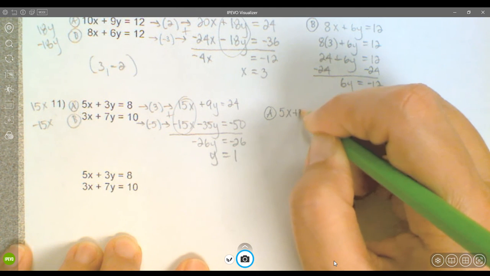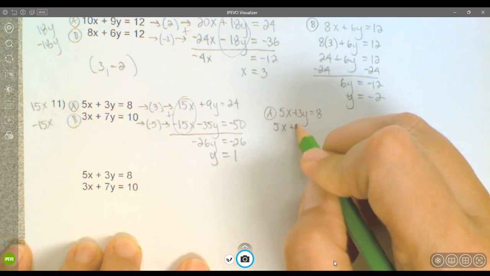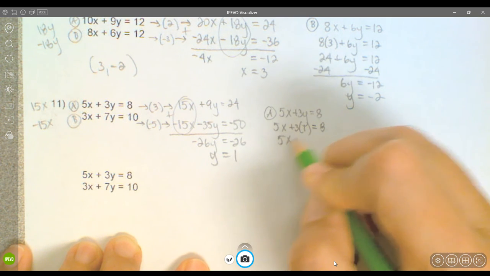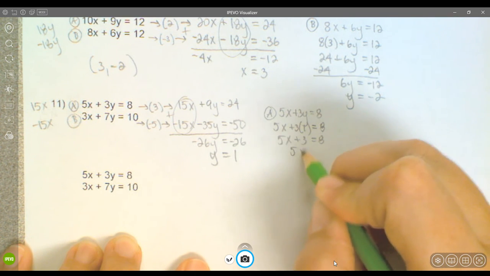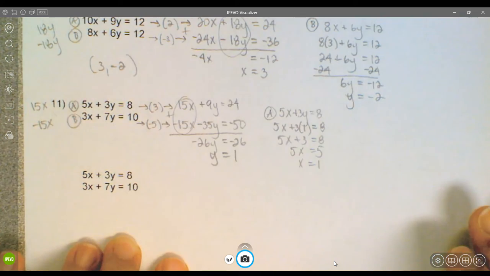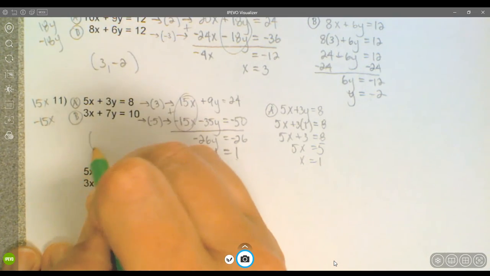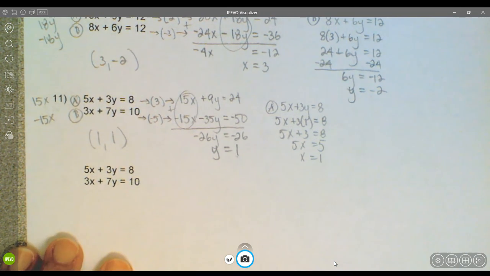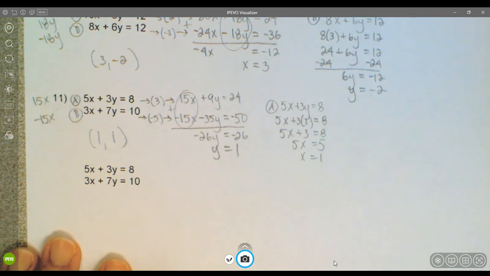If 5x plus 3y equals 8, 5x plus 3 times 1 equals 8. If 5x plus 3 equals 8, then 5x equals 5, and so x equals 1. Okay, so it looks like 1, 1. So that's for those of you who choose to eliminate x by making them 15x and negative 15x.